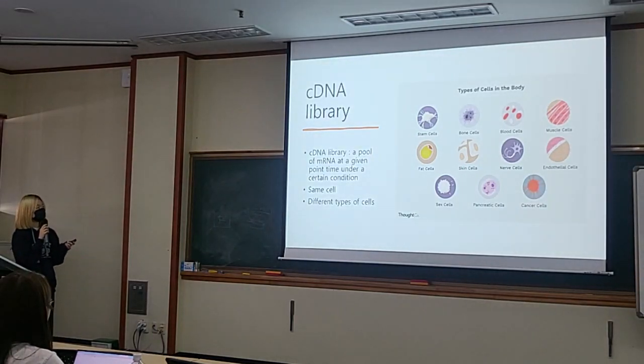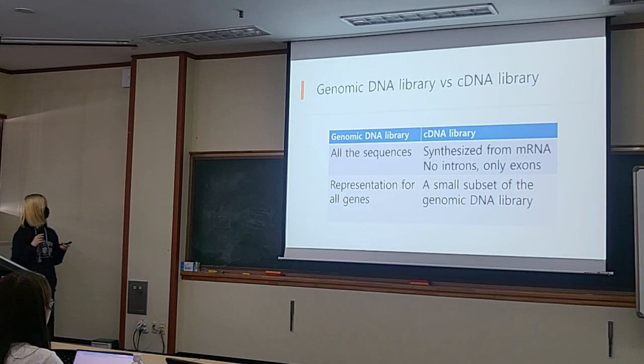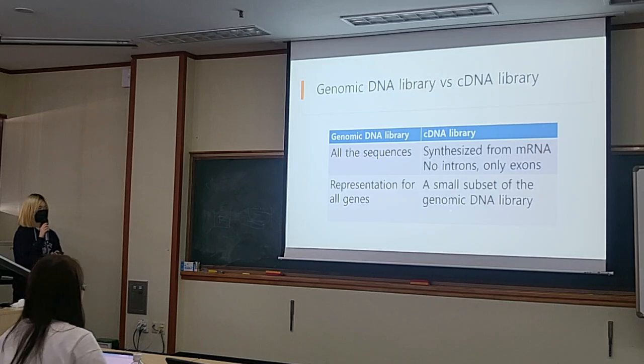Simply speaking, a cDNA library is like a pool of mRNA at a given point in time under a certain condition. So what is the difference between a genomic DNA library and a cDNA library? First, a genomic DNA library contains all the sequences, both exons and introns. But cDNA is synthesized from mRNA, so it only contains exons, the protein coding genes, no introns. So a genomic DNA library is a representation of all genes, while a cDNA library is a small subset of the genomic DNA library.